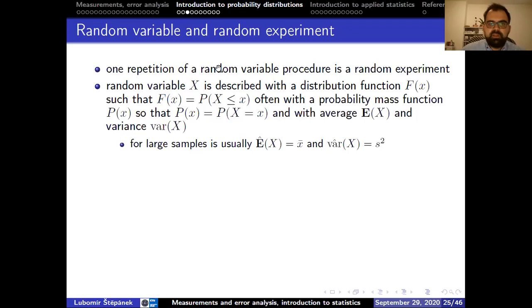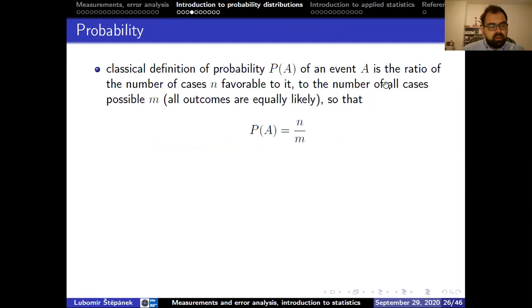And just a repetition, one realization of a random variable procedure is called a random experiment. You should also know the term probability, because I'm going to talk about probability distributions. There are at least four definitions of probability: classical, geometrical, statistical, Kolmogorov axiomatic, and so on. This one is the easiest: the probability of an event A is the ratio of the number of cases N which are in favor of event A to the number of all possible cases, denoted as M. So I'm going to take this fraction N over M.